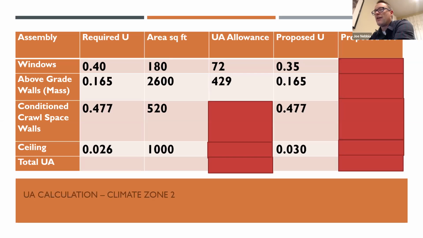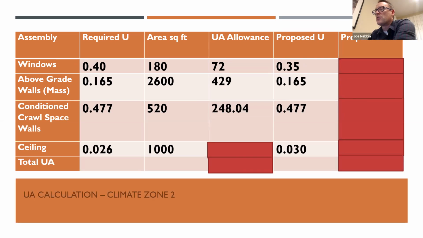Likewise, if I've got a mass wall and I've got to have a 0.165, I have 2,600 square feet of wall area, and I have a UA allowance of 429. Again, it's just multiplication. We do the same thing here.